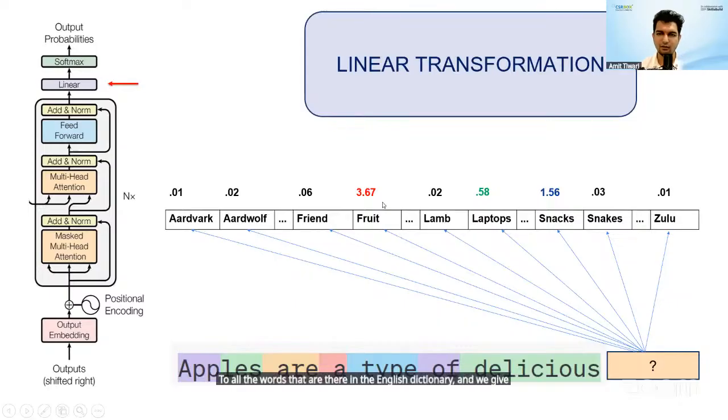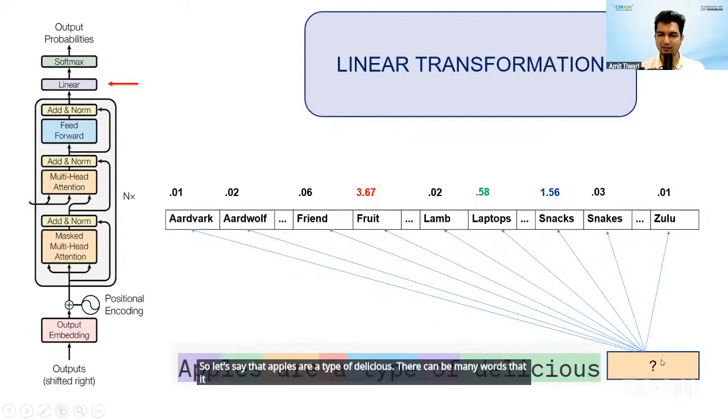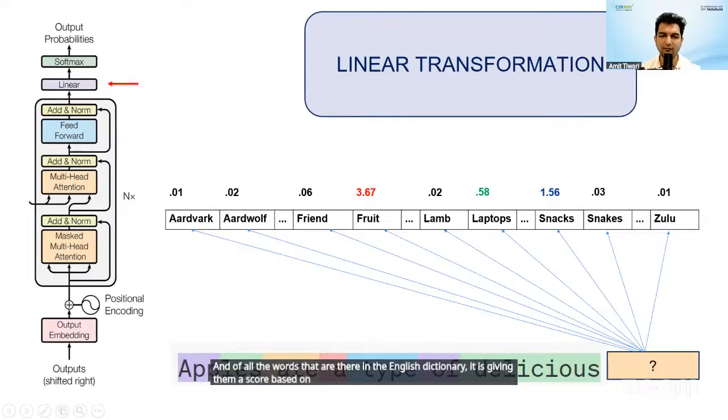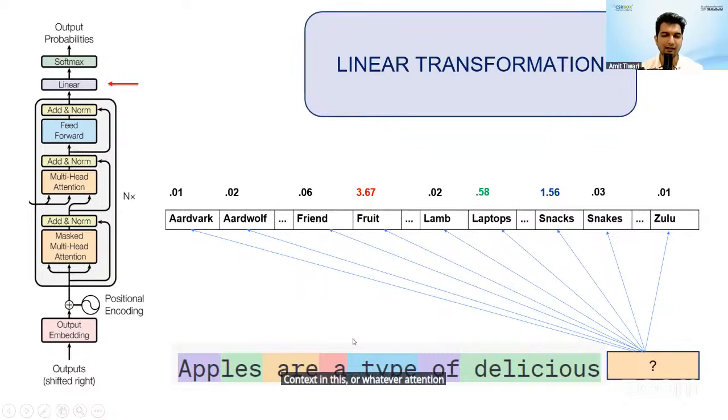a score. So let's say that apples are a type of delicious. There can be many words that it will predict. And of all the words that are there in the English dictionary, it is giving them a score based on whatever context in this, or whatever attention that it has got from this context.